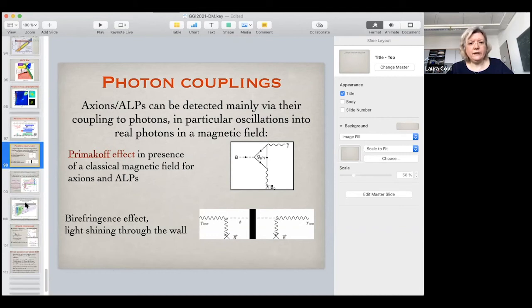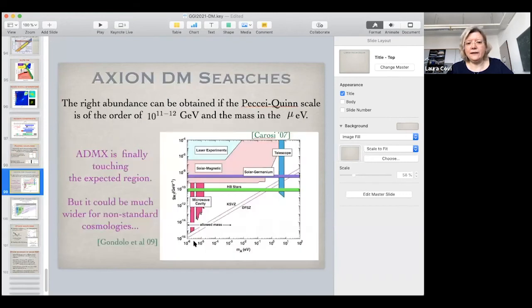But of course, in this course, we are more interested in the dark matter side of things. For the dark matter side, as I said, you need actually to be more in this region. And here is another plot which I showed because, again, it is more schematic. So laser experiments are experiments like this, shining through the wall. These solar magnetic ones are exactly this experiment, trying to see solar axions.